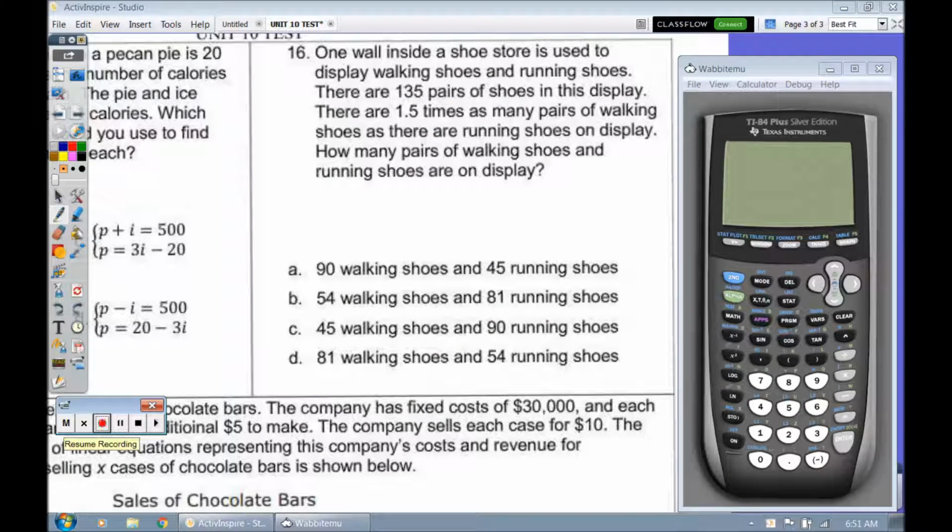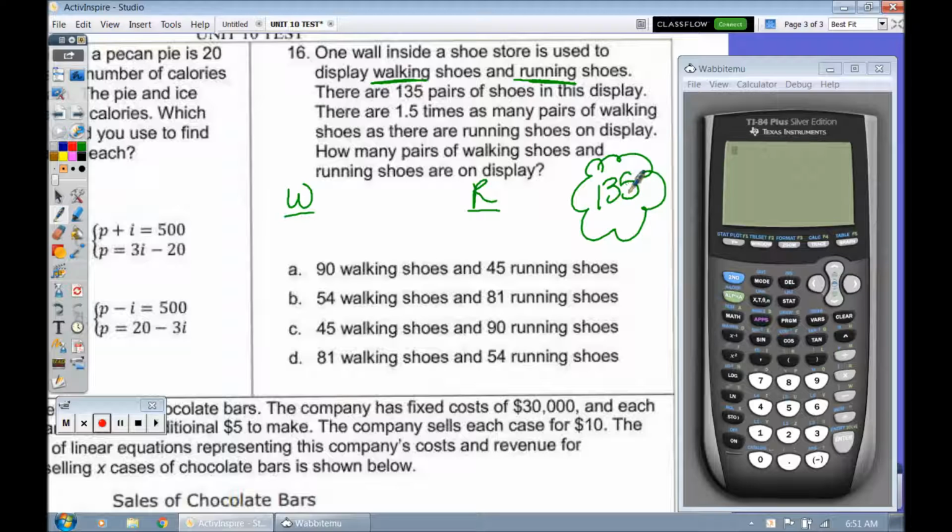16, one wall inside a shoe store is used to display walking shoes and running shoes. So we have two types of shoes. We have W for walking, and we'll use R for running here. There are 135 pairs of shoes. So if I were to just make a little total cloud, there are 135 total shoes together.